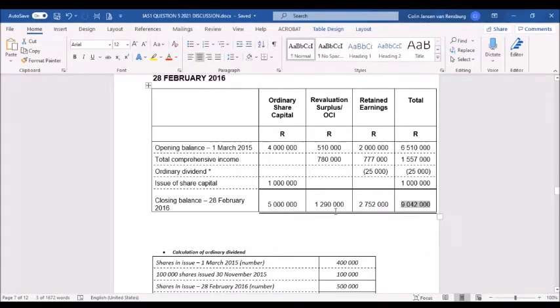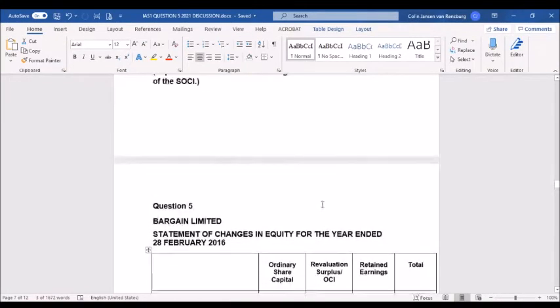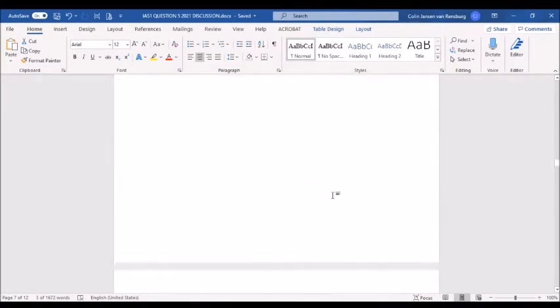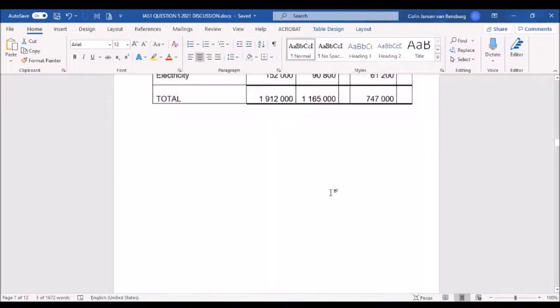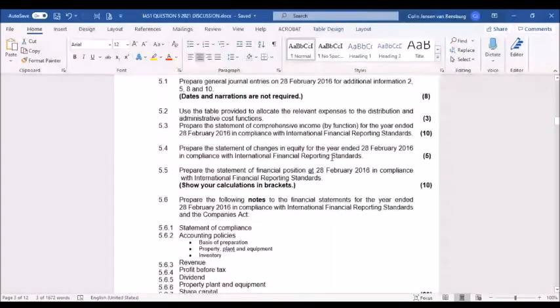Okay, so once we are done with our statement of changes in equity, the next statement we'll draw up will be our statement of financial position. If we're unsure of that, we can always go back to the requirement part of the question. After that statement of changes in equity, that is exactly what is required. So now we must prepare the statement of financial position at the 28th of February 2016.